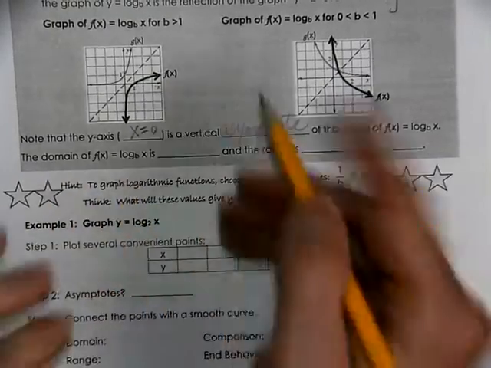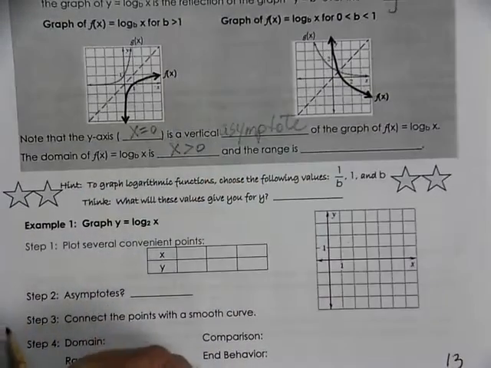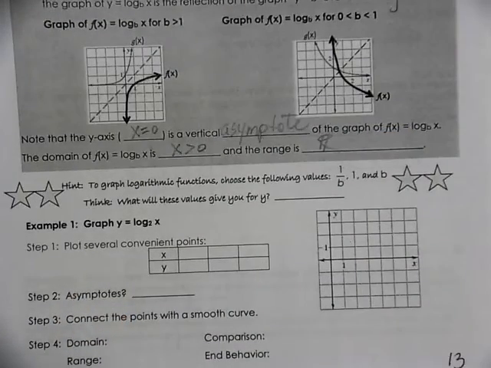So the domain is going to be greater than 0, and the range is going to be all real numbers every time.